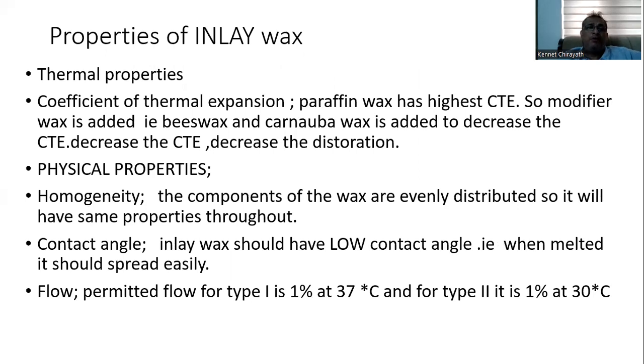That comes to thermal properties, the coefficient of thermal expansion. Paraffin has the highest coefficient of thermal expansion. To reduce it, other waxes are added, that is carnauba wax and candelilla wax, which have a low coefficient of thermal expansion. So decreasing the coefficient of thermal expansion decreases distortion. Then homogeneity: the components of the wax are evenly distributed, so it has the same composition and the same properties throughout the wax.